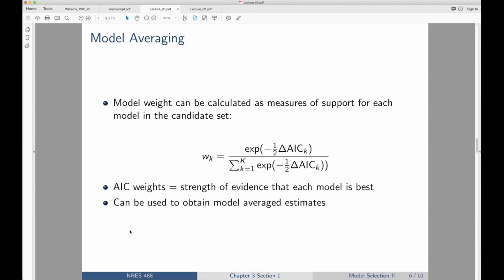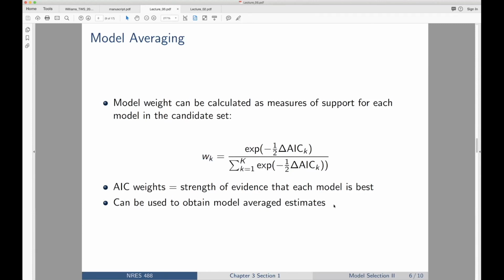All right, so model averaging. We talk about model averaging in lab three, and we go through the calculations for making this table. This describes how much of the pie each model gets. Model weight can be calculated as a measure of support for each model in the candidate set. So this tells us the proportion of the pie that each model is going to get. Models with more of the pie have more support and should be considered. These AIC weights, this W value, are called the weights, and they describe the strength of evidence that each model is the best.